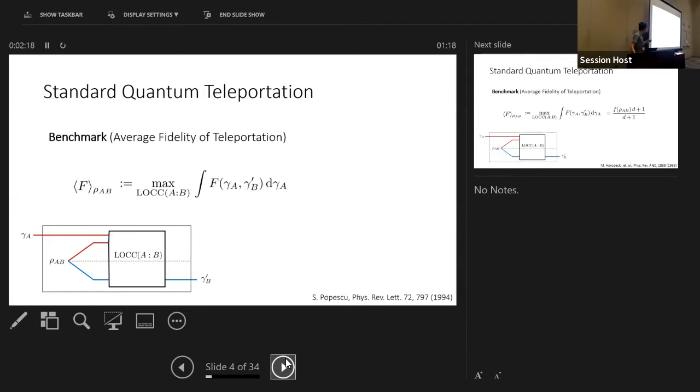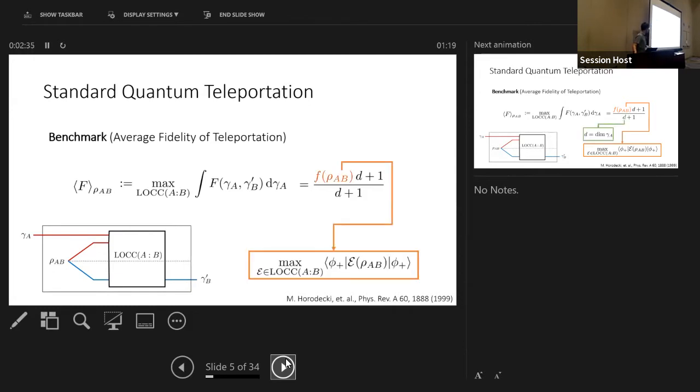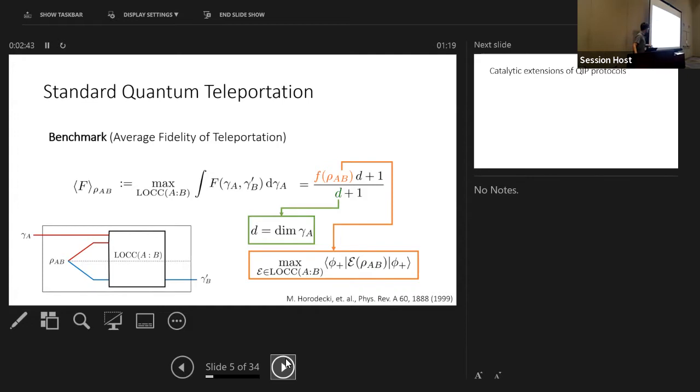This quantity is quite difficult to compute. However, it was found that a much simpler formula exists, which concerns eventually just two quantities. The first quantity, F, is the entanglement fraction, which quantifies how much entanglement they share, and the second is the local dimension, which is the dimension of the state to be teleported. As you can see, the larger the dimension of the state that we have to teleport for a fixed entanglement content, the harder it is to teleport these states.